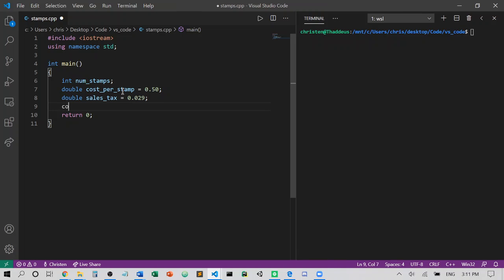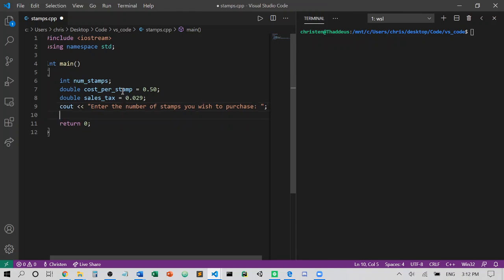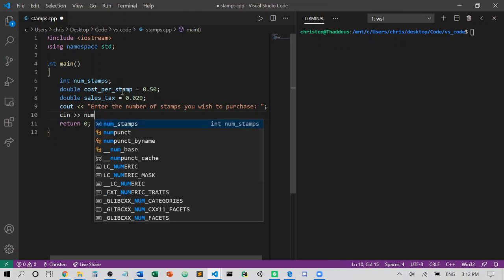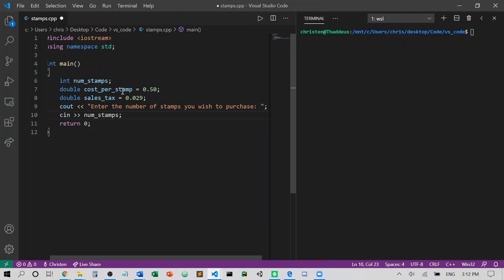At this point, we should probably ask the user for the number of stamps that they wish to purchase. So I'm going to ask that now. Enter the number of stamps you wish to purchase. I'm not going to use an endl here because I want to generate this information on the same line. So I'm going to use cin and store the user input in the numStamps variable.